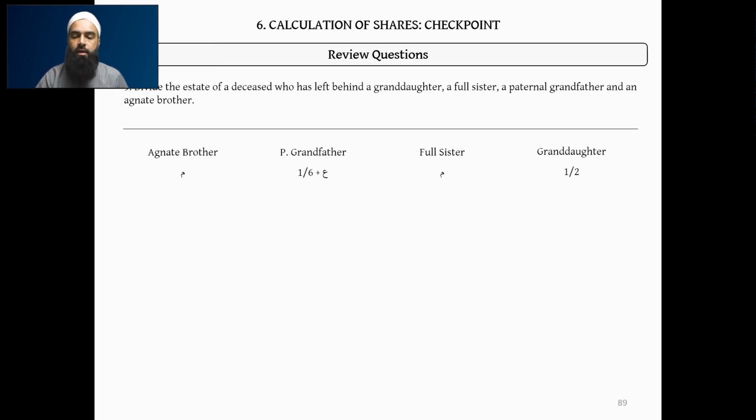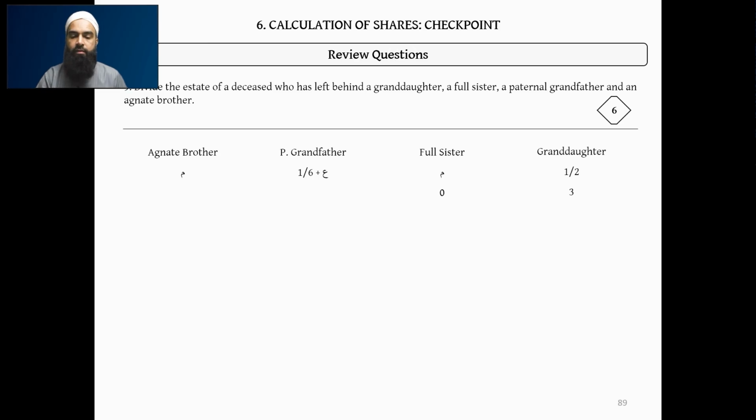So we just take the half, the 2 there, and you multiply it by 3. So your divisor is going to be 6. So you give granddaughter a half of that, which is 3. Full sister gets nothing. Paternal grandfather will receive his 1/6 share, which is 1. Then when we see that he was given 1, the agnate brother gets nothing. So we've given 1 because of the 1/6 share. We add that up with the 3 that we already gave to the granddaughter. So the 1 plus 3 is 4.